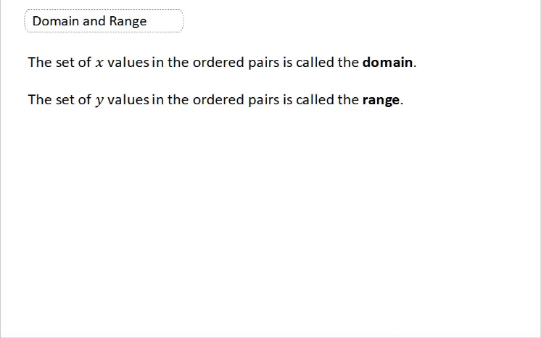So if we have a group of x values and if we have a group of y values, we want to name them something. The group of x values is called the domain, and the group of y values is called the range. So we want to figure out how exactly do these domains and ranges relate to each other.